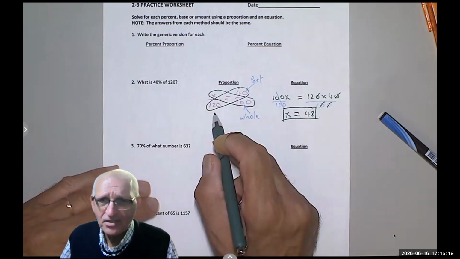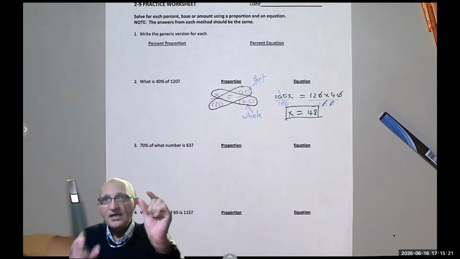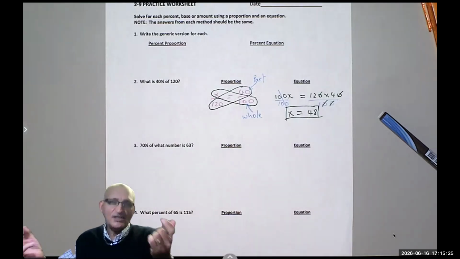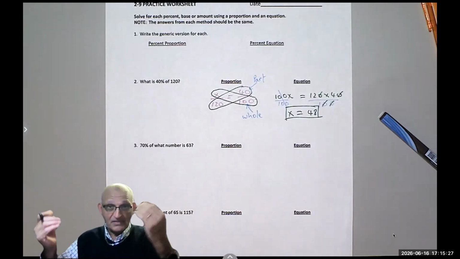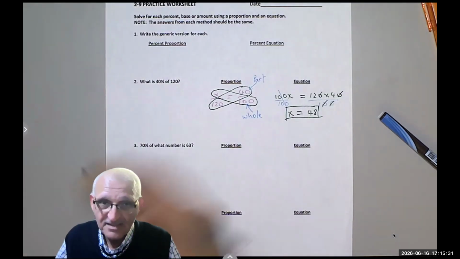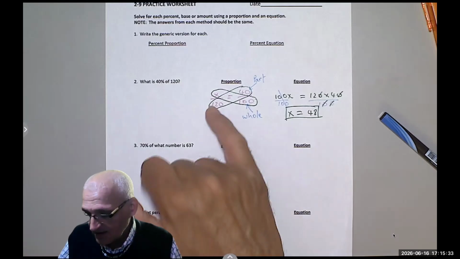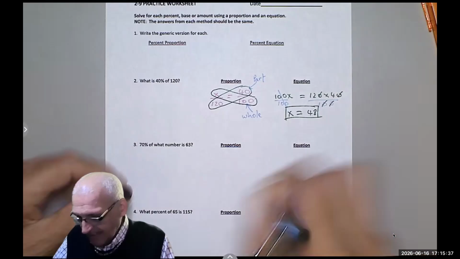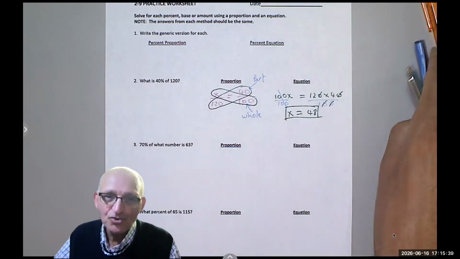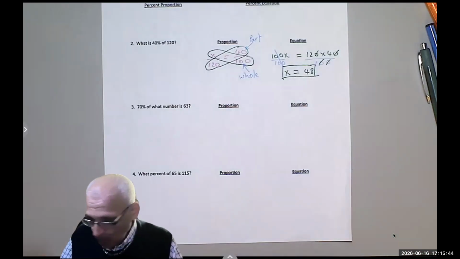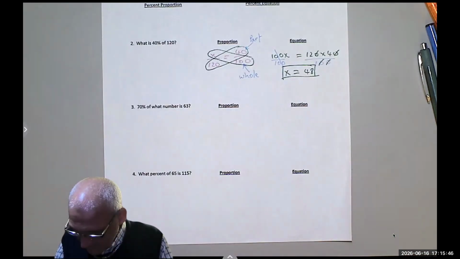Of course, this number has to be less than 120 because it's part of it. 40 out of 100, so 48 out of 120 makes sense, right? 48 is greater than 40. In fact, it's 20% more, and 120 is 20% more than 100. Anyway, you want to make sure that the answer is logical.